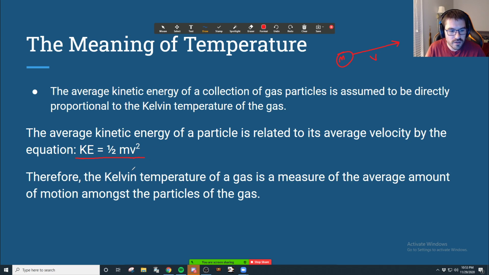What we're learning here is that the Kelvin temperature of a gas is just a measure of the average amount of motion amongst the particles of the gas.